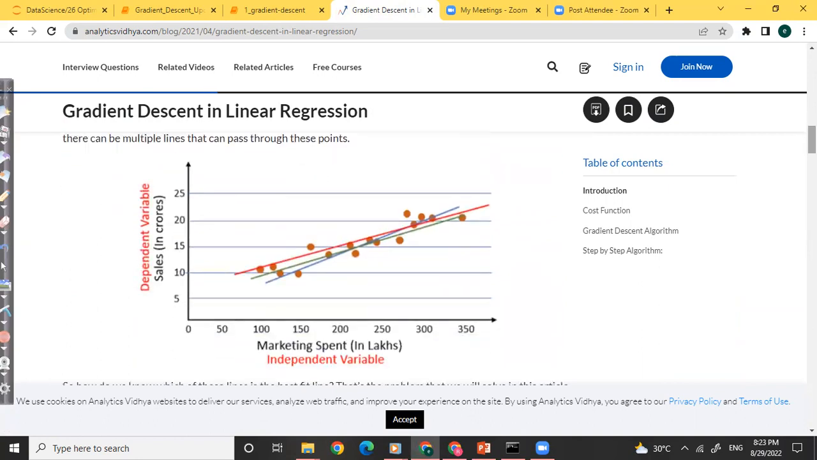So here, okay, we have found three different lines. Three lines, each line gives a different loss, a different residual error. If you sum up, if you find the MSE, mean square error, for the three lines, which one gives the lowest error? That is the best fit line.